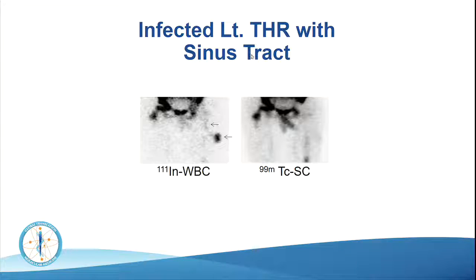Here's a patient with an infected left total hip replacement and a sinus tract. The referring service knew about the collection in the thigh, but they weren't sure whether or not it extended into the hip itself. But you can even see on the planar images, it looks like there's a sinus tract. Again, notice the discordance with the marrow image.